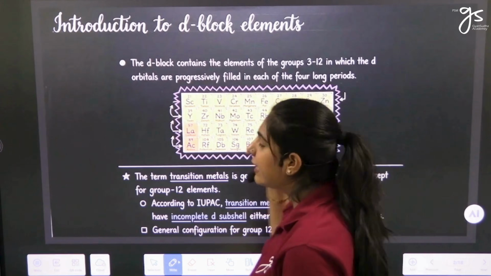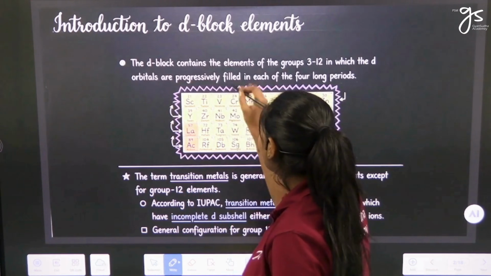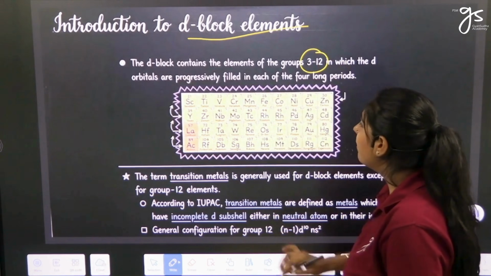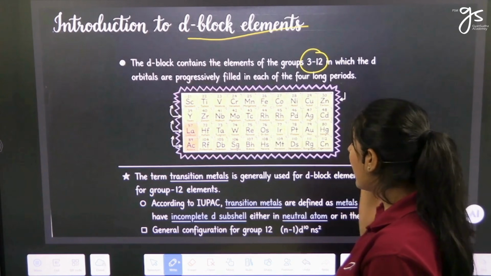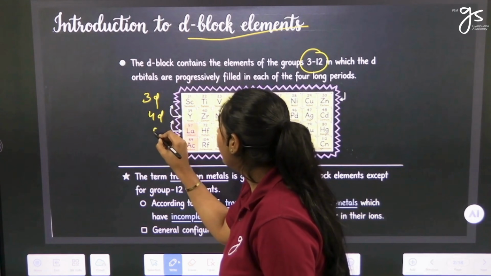This is your D and F block elements. First of all, you must know what D and F block elements are. D block elements are the elements which lie from group number 3 to 12, in which d orbitals are filled. This is your 3d series, this is your 4d series, and this is your 5d series.